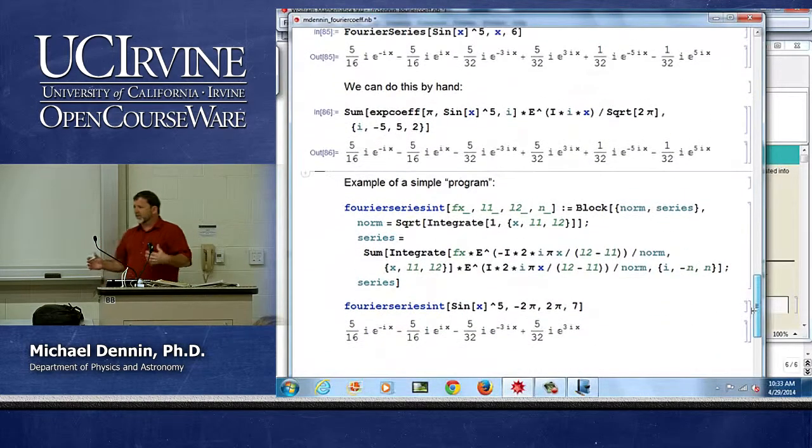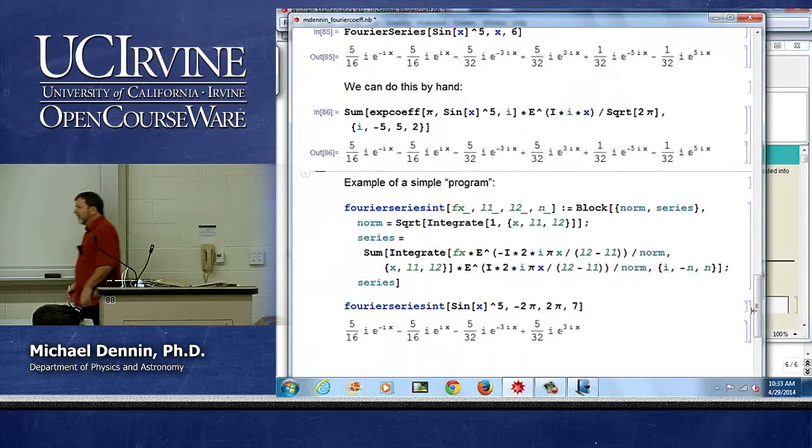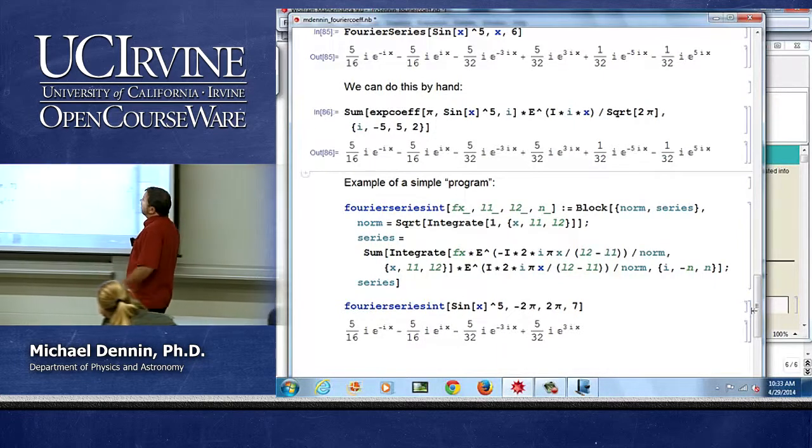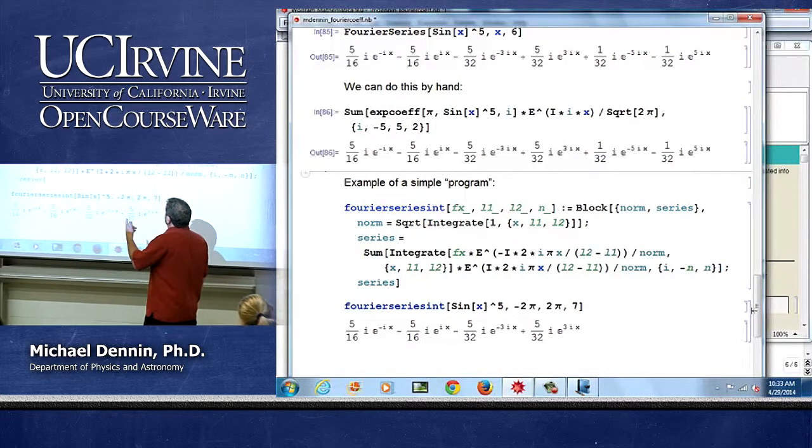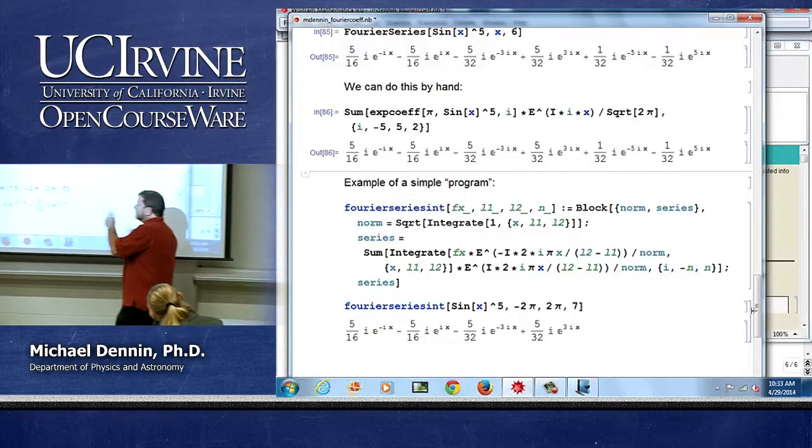Now, one thing in preparation for Thursday you might want to think about is it obvious why this particular Fourier series is finite and has only x, 3x, and 5x? Because you'll be asked to think about that Thursday for sine cubed.